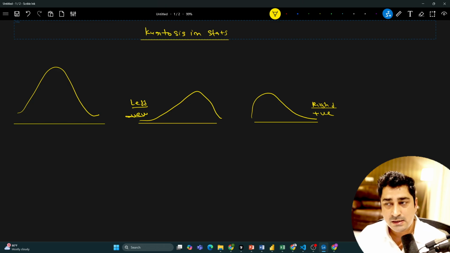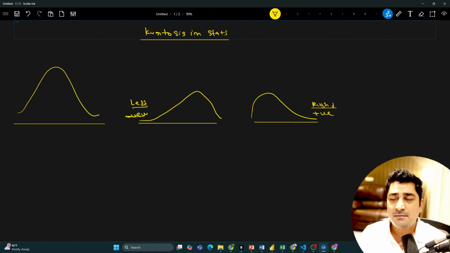So kurtosis is also a normal distribution kind of curve, right? We try to observe that curve, and based on the observation of this bell curve, by the way, we try to conclude something about a data set. What we are going to conclude, we will come to that particular point.